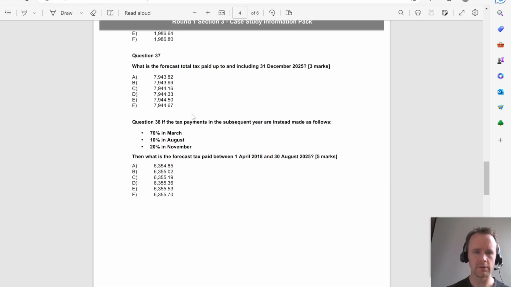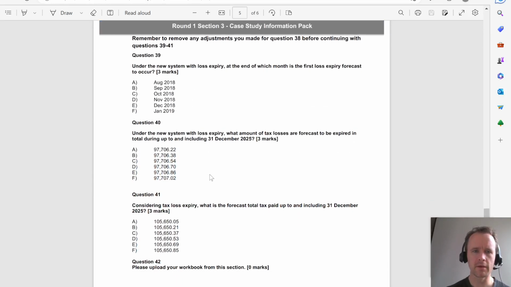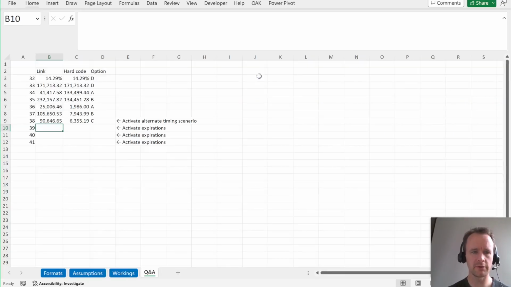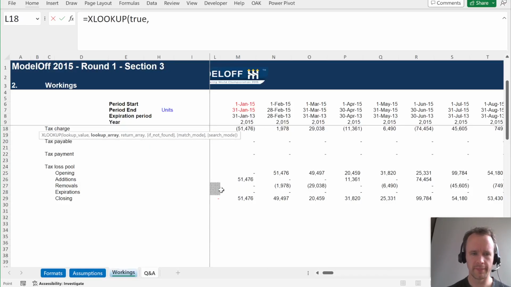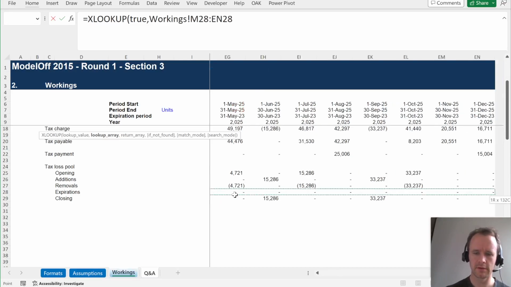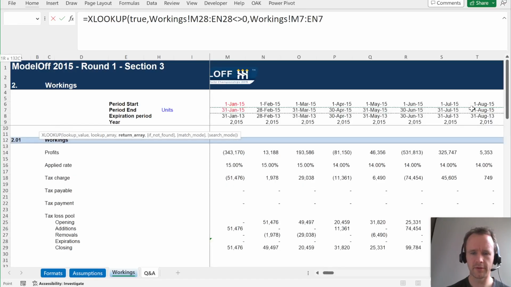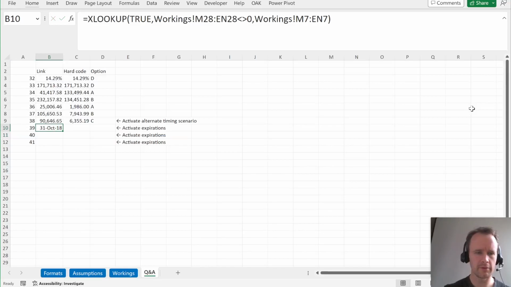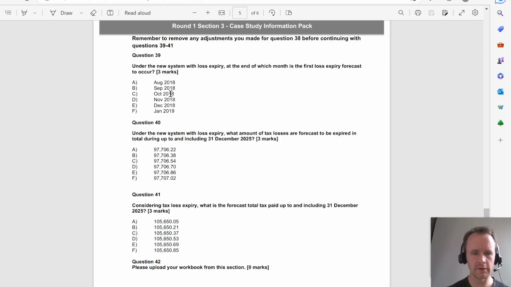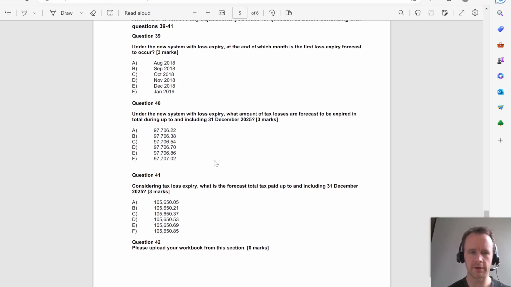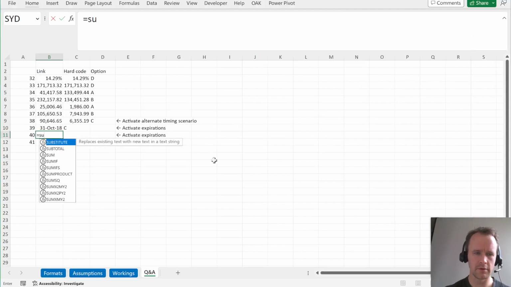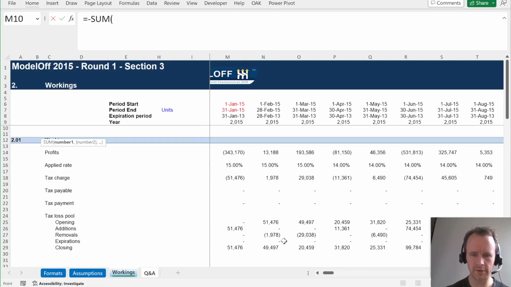What's the question? Under the new system, at the end of which month is the first loss expiry forecast to occur? We could just go scrolling, or we could XLOOKUP true in this not equal to 0, returning from the month, and format as date: 31st of October 18, which is C. Under the new system with loss expiry, what amount of tax losses are forecast to be expired in total? Put a minus sign because it's asking for a positive number answer.